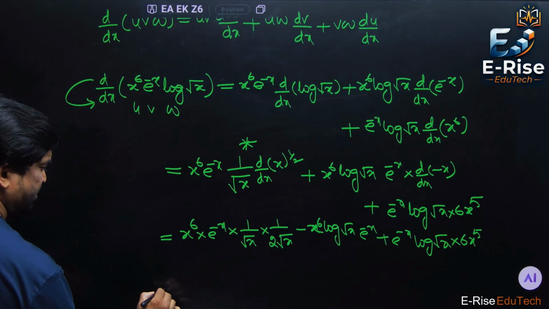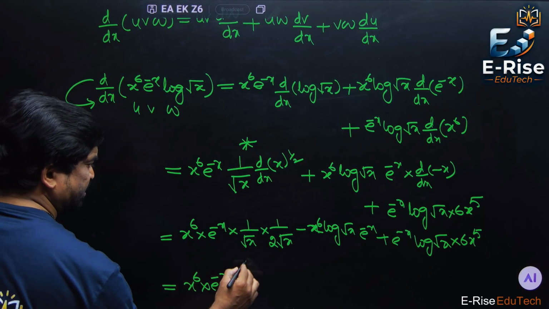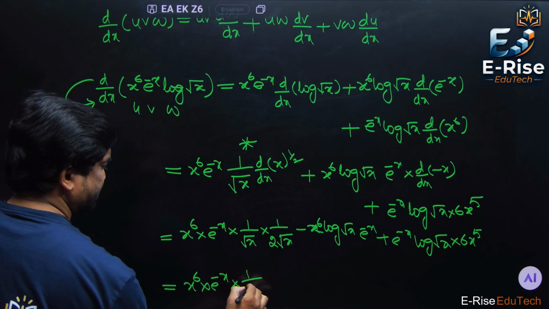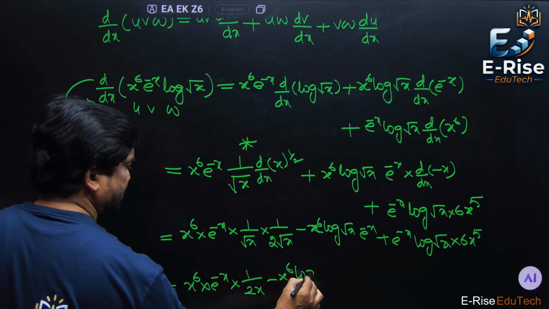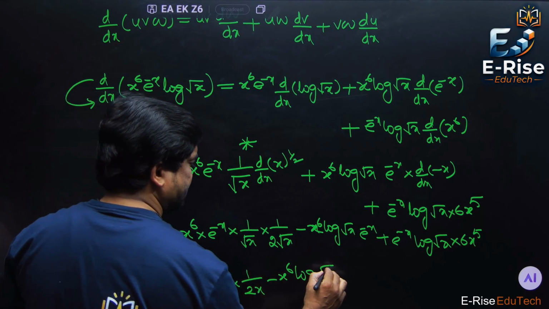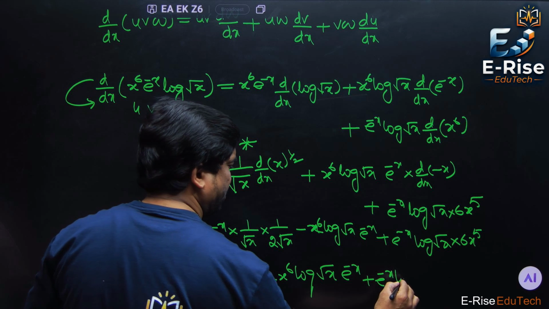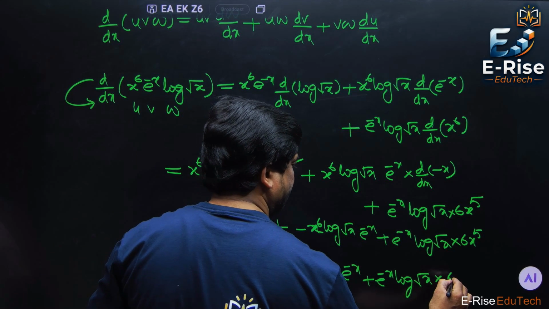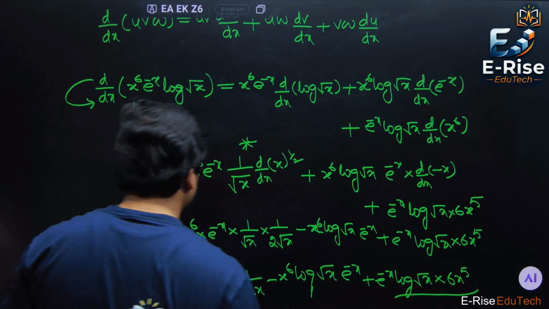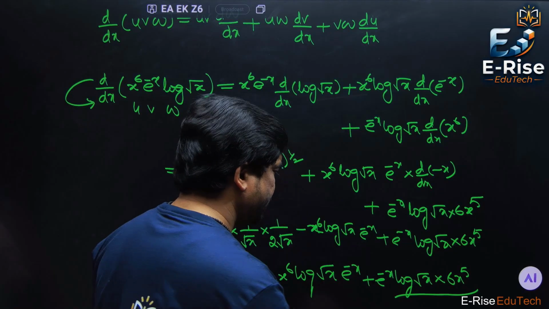So this is called what? X power 6 into e power minus x. Root x into root x is x only, 1 by 2x, minus x power 6 log root x e power minus x plus e power minus x log root x into 6 x to the power 5. This is the final answer. Okay, then go for the next one.